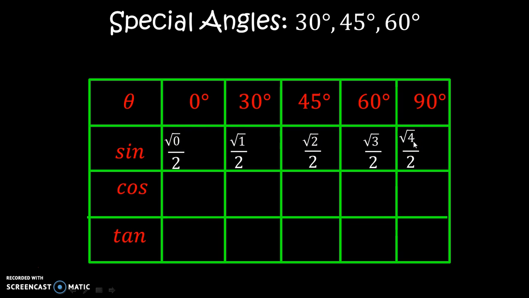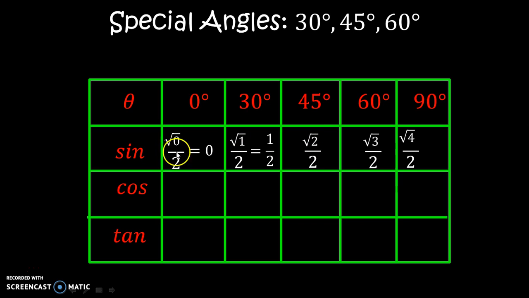Now let's try to simplify that. Square root of 0 is 0, so 0 divided by 2 is still 0. So therefore, sine 0 degrees is 0. How about sine 30 degrees? The square root of 1 is 1, so therefore this is 1 half. Okay, 2 is not a perfect square number, so we leave it as square root of 2 over 2. So therefore, sine 45 degrees is equal to square root of 2 over 2.